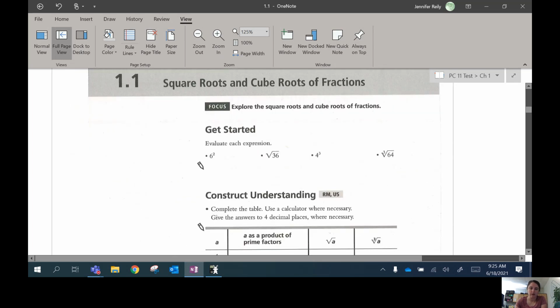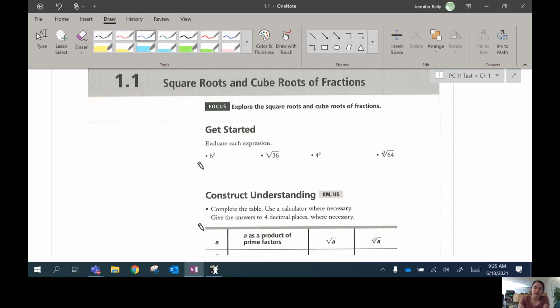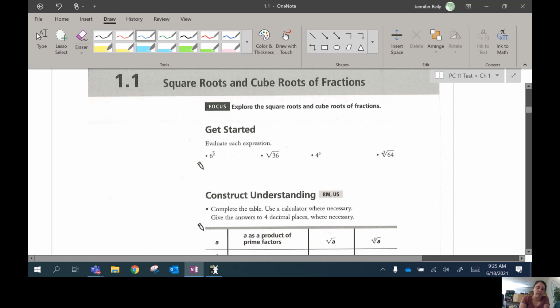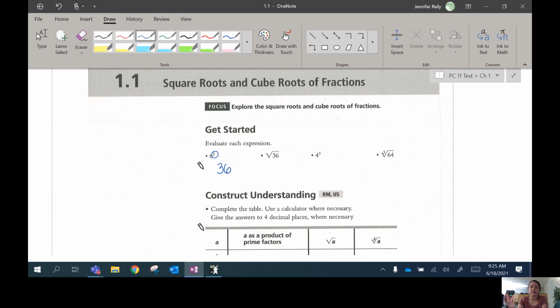So let's just start off with a little bit of a warm-up, just to get used to some of the notation again. Here we have some expressions. Some of them are exponents and some of them are radicals. So 6 squared, just remember that 2 means you're multiplying 6 twice. So it'd be 6 times 6, which is 36. Square root of 36 asks, what number do you multiply twice to make 36?